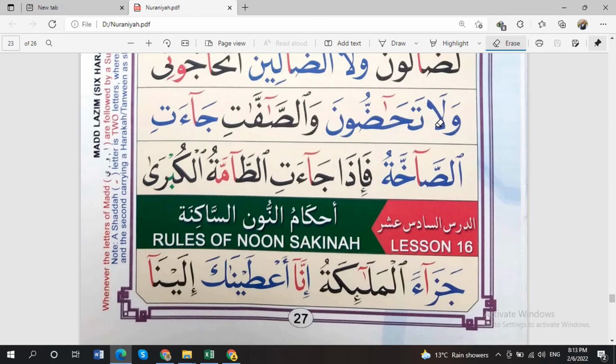Alif is having fatha before it, so we have to stretch it for 1 second. Wala, like that. Wala. Ta fathata. Ha. Dad. Mad. Standing fatha.